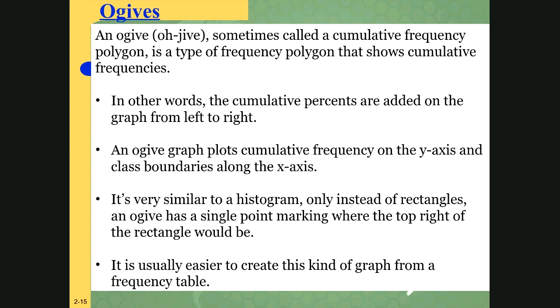So an ogive, or cumulative frequency distribution, has cumulative frequency on the y-axis and the class boundaries on the x-axis. It's very similar to a histogram, only instead of rectangles, an ogive has a single point marking where the top right of the rectangle would be. How exciting. And it's usually easier to create this kind of graph from a frequency table. So that's probably the first and last time that you, well, you might get it on the quiz or the test about ogives.